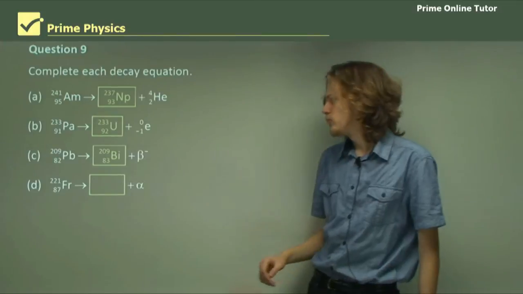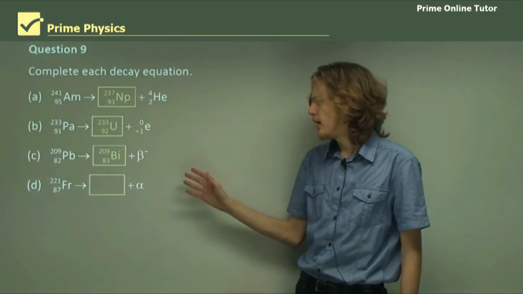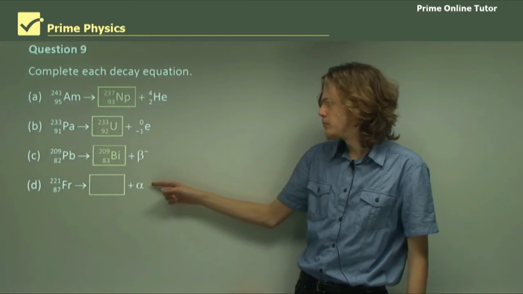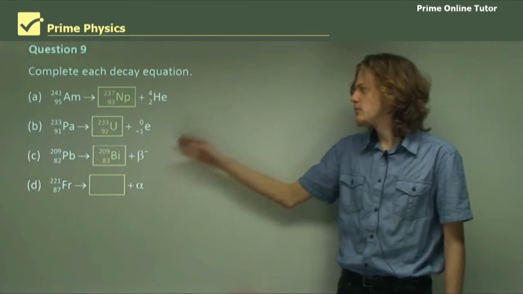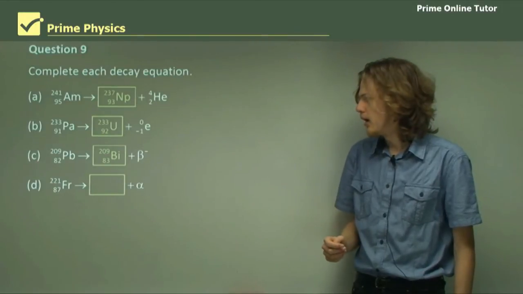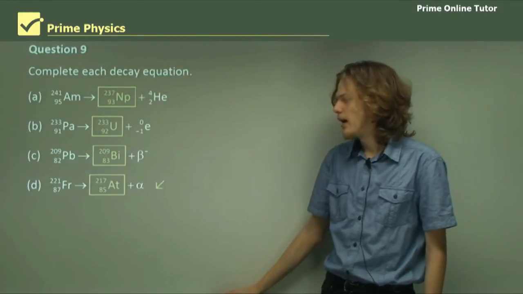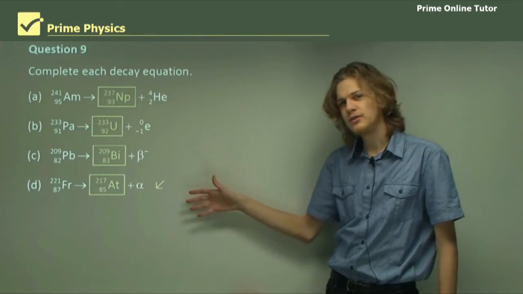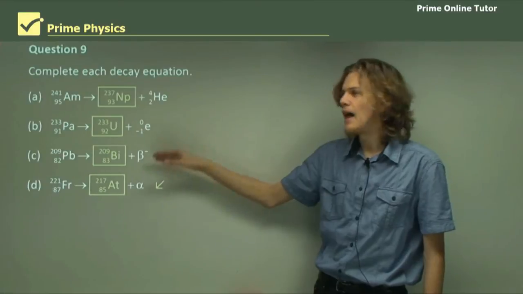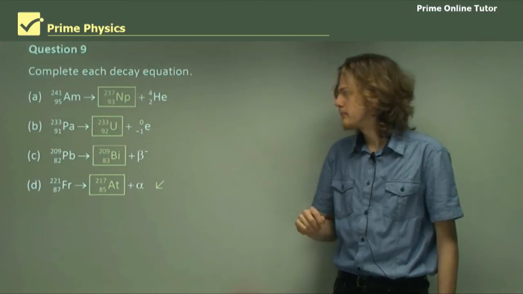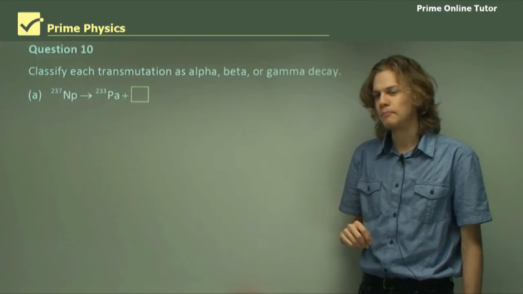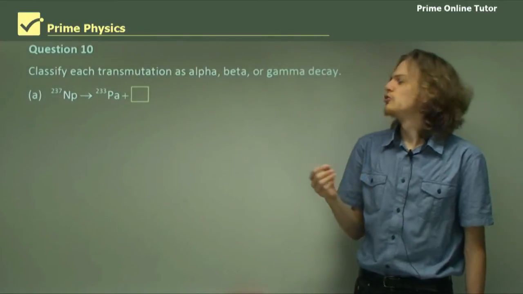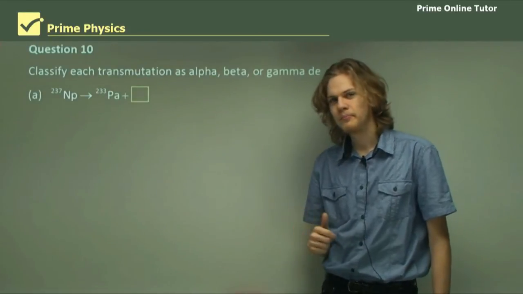Finally, we have francium undergoing alpha decay. So its mass decreases by 4, and its charge decreases by 2, and we'll end up with astatine-217. We can see that in each of these equations, the charge is conserved and the mass is conserved. All right, question 10. Classify each transmutation as alpha, beta, or gamma decay. So we're trying to figure out what's the missing particle.